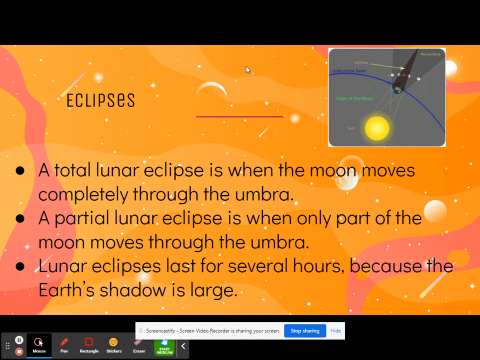Solar eclipses, remember, last only minutes. Lunar eclipses last for hours because our shadow is a whole lot bigger than the moon's. You good?